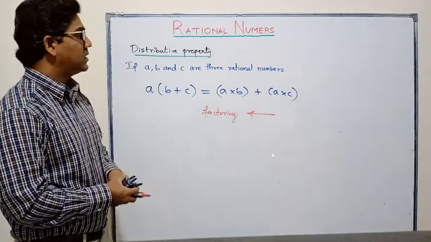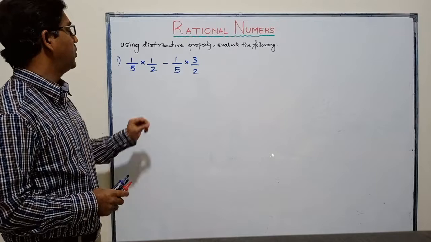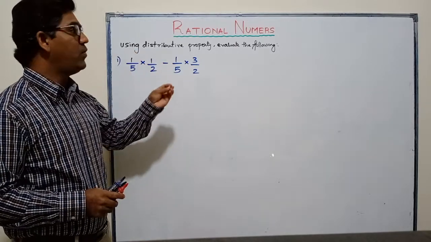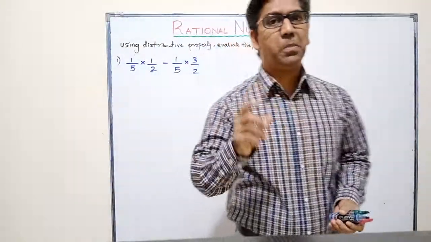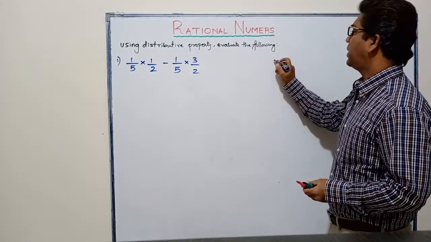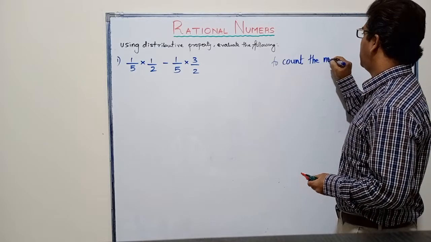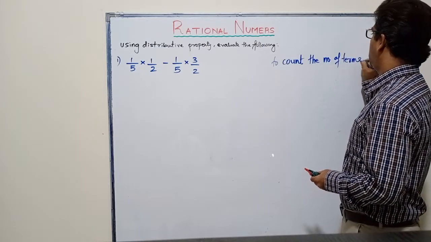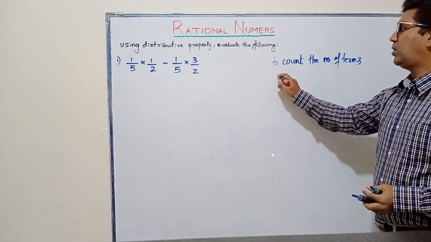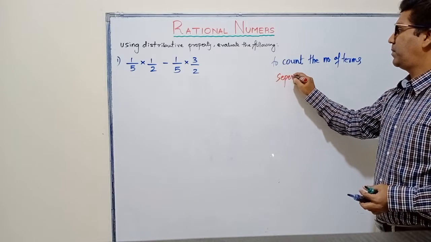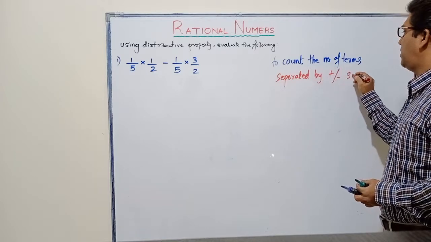Now, let's start with the examples. Let's have a look at the first example. The question says, using distributive property, evaluate the following. Before we start with the question, I'll explain one more thing: how to count the number of terms in the given expression. In an expression, the terms are separated by either a plus sign or a minus sign.